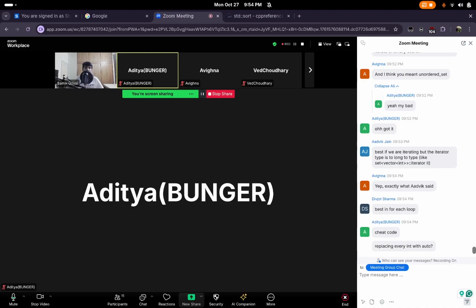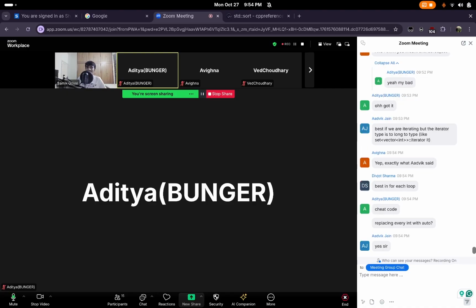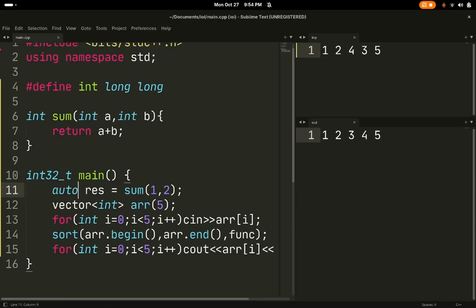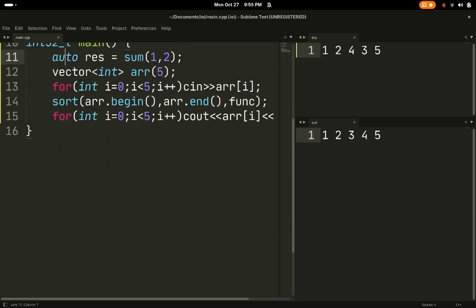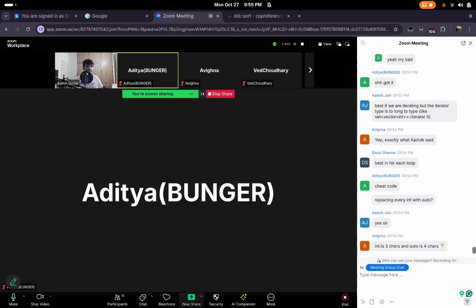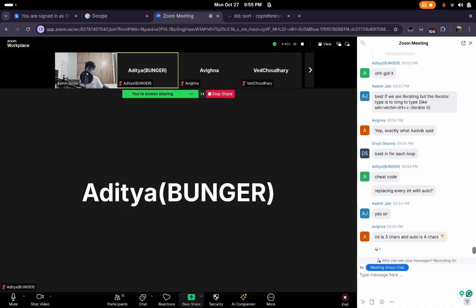Is that clear, guys? No, you shouldn't replace int with auto because auto is also going to hide the data type from you. Like say if this was a really long piece of code and I had auto res is equal to some weird function, even I wouldn't know what res is. This is useful when your data type is really long. Sorry.